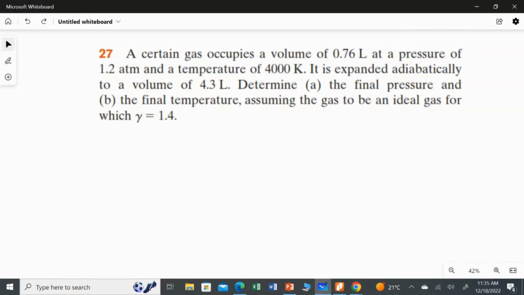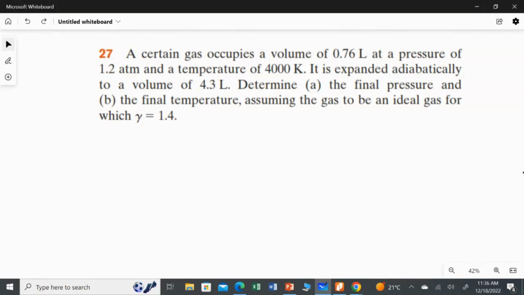So in this question, they mention the process is adiabatic and they give the initial volume and the final volume, and they give the initial pressure. And also they mention the gas is an ideal gas and they give the value of gamma, which is 1.4. Clear? Okay. Now, first of all, I'm going to write the given.